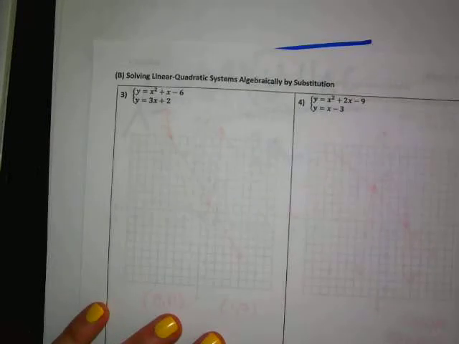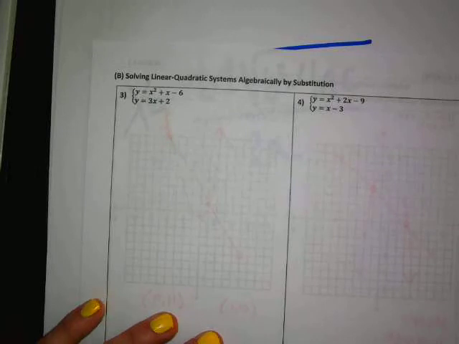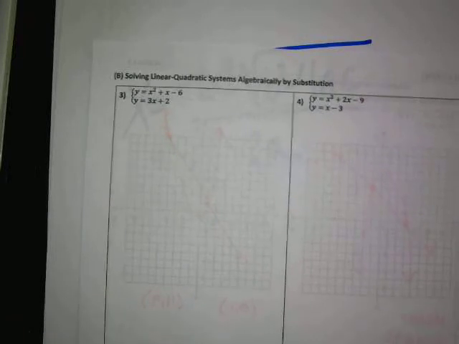What if you have two quadratics? Yes, it's still substitution.